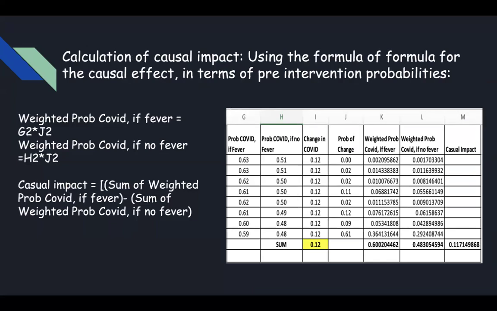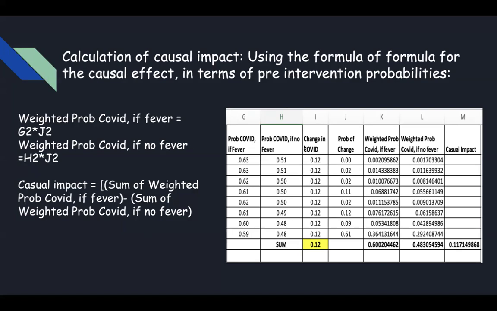Calculation of causal impact using the formula for the causal effect in terms of pre-intervention probabilities. I got the formula from the book, the provided reading for the week. As we already have the probability of COVID if fever and probability of COVID if no fever, the first step is calculating the weighted probability of COVID if fever, which will be the probability of fever multiplied by the probability of COVID if fever.